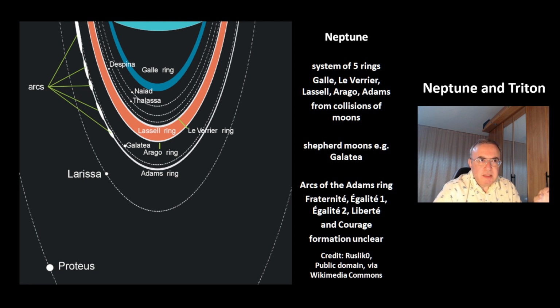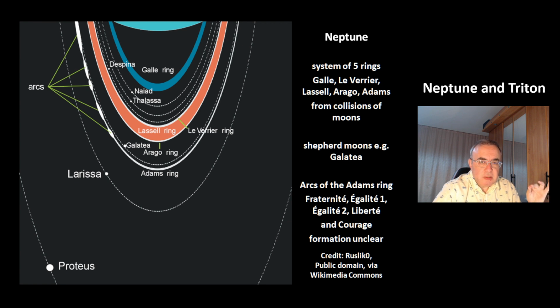This is a picture of the system of Neptune's rings. It has 5 rings: Gale, Le Verrier, Lassell, Arago, and Adams. The rings could be made from collisions of moons. And like with the other giant planets, the rings have shepherd moons. For example, the moon Galatea.